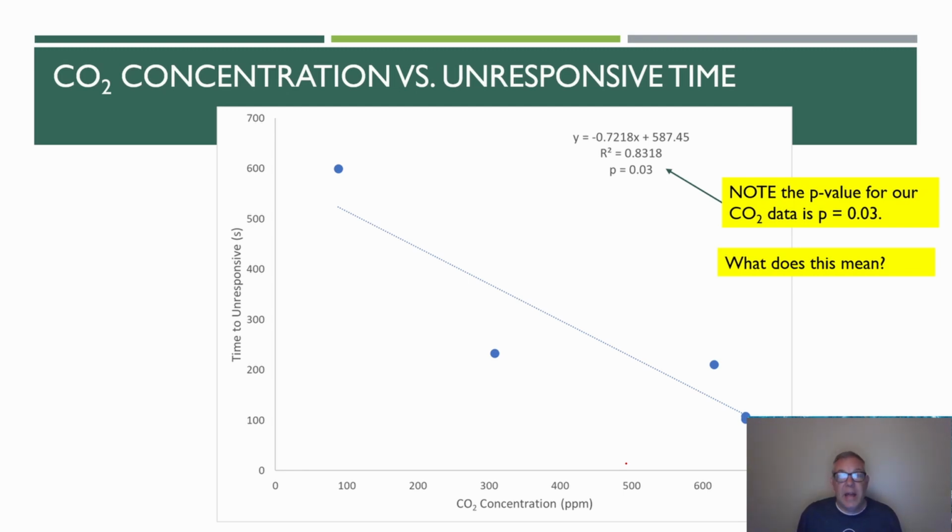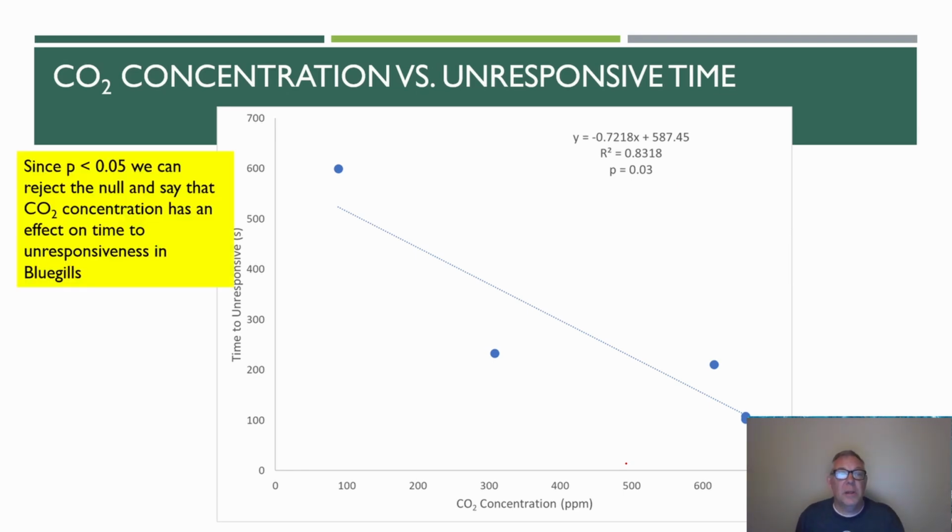Since p is less than alpha, we reject the null. So although we assume there's no relationship, based on the data we've collected, we can reject that null and say there is a relationship. And CO2 concentration does have an effect on time to unresponsiveness in bluegills.